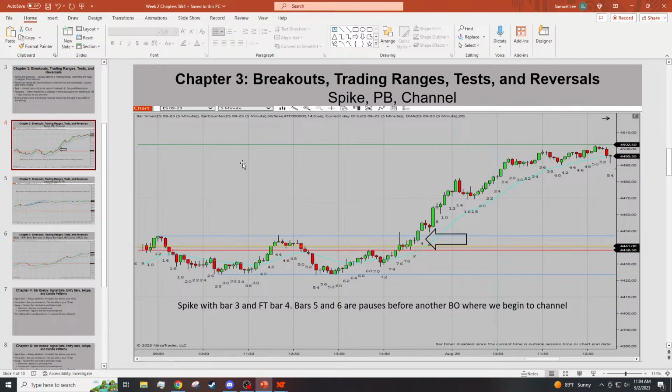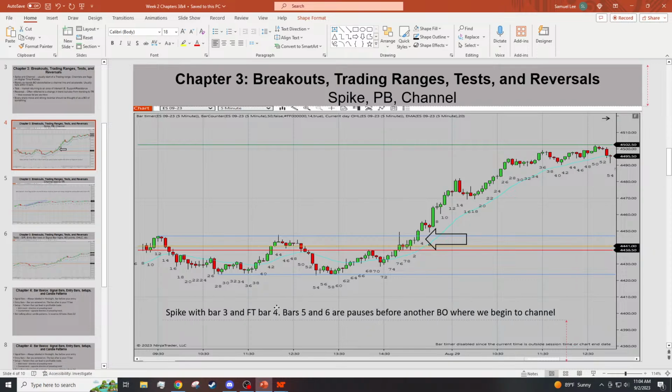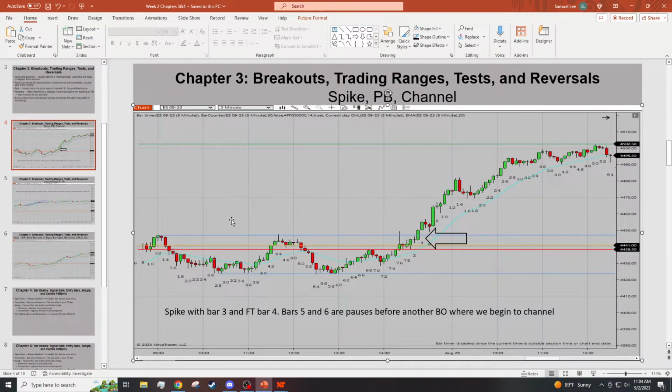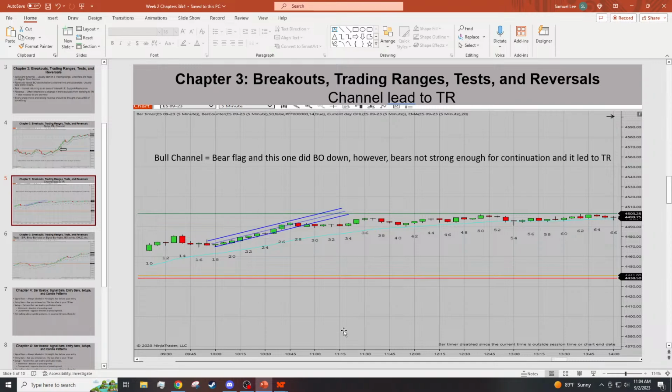So going back to slide 4, I have a little write-up in case you just want the PowerPoint, but eventually we'll begin a channel, and that's what slide 5 is about. So always remember that channels are flags on higher time frames, and bull channels tend to be bear flags, and bear channels are bull flags. And just because they break out down or up, it doesn't necessarily mean that there's going to be a big reversal.